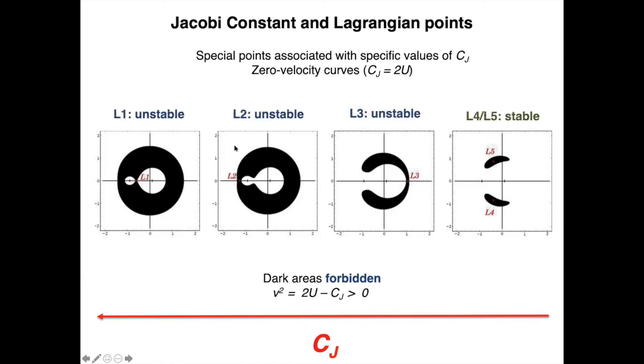Notice that the L1, L2, and L3 points are unstable, whereas the L4 and L5 points are stable. That is because if you place a test particle here at L1, even though it is an equilibrium point, it is surrounded by white areas where motion is possible. So if you place it here, it can easily slip to these two areas. Whereas if you place a particle at the point L4 or L5, it is going to move around the tadpole orbit.